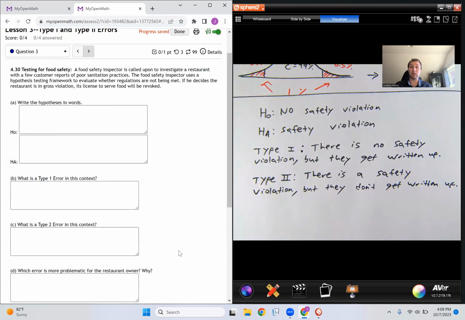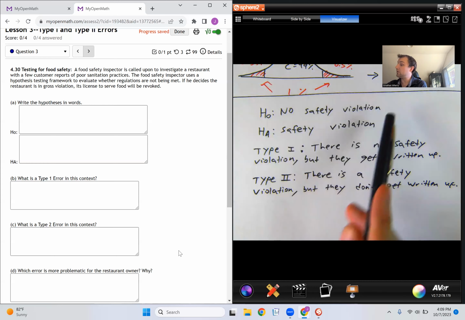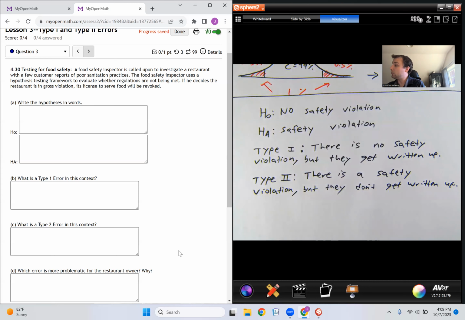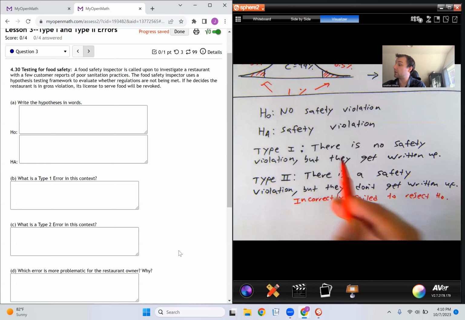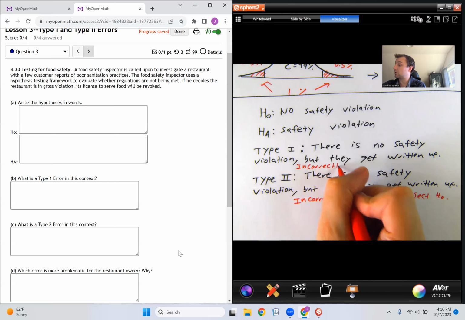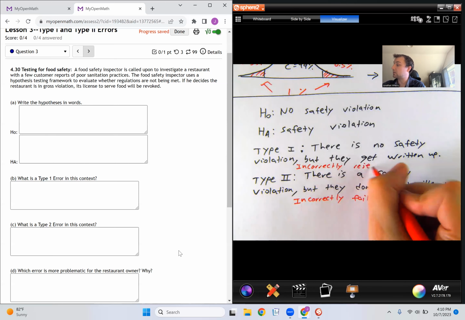So in that situation, they're not getting written up. They're saying there's no safety violation, but they really should have said that there was a safety violation. So you could say that they incorrectly failed to reject the null hypothesis. In this first one, they said there was a safety violation when there wasn't. So another way to say a type 1 error is they incorrectly rejected the null hypothesis.